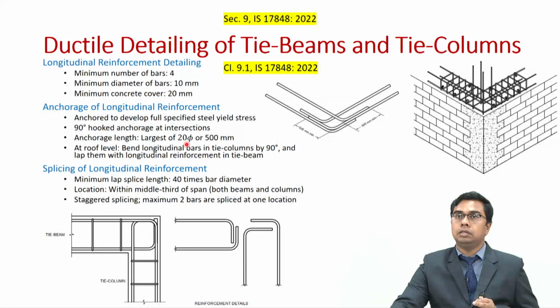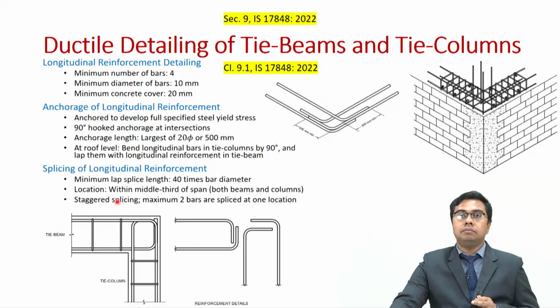and the anchorage length shall be either 20 times the bar diameter or 500 mm, whichever is larger. And at the roof level, for the columns, the longitudinal bar will be bent into the longitudinal reinforcement in the tie beam. So, it shall be lapped with the longitudinal reinforcement in the tie beam. So, the longitudinal steel bars in the column will be turned by 90 degrees at the roof level, and will be lapped with the longitudinal steel in the tie beam.